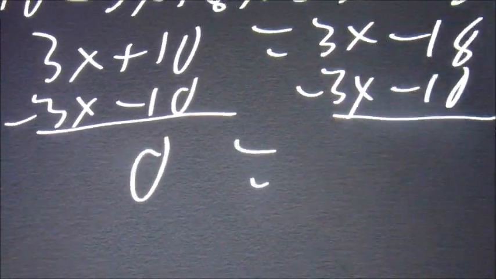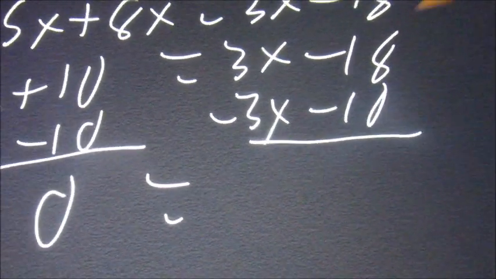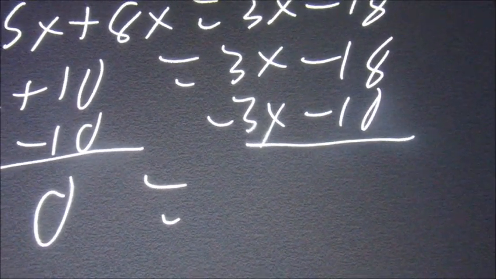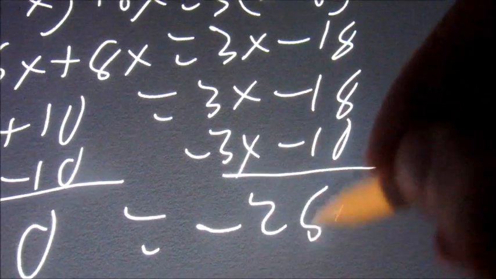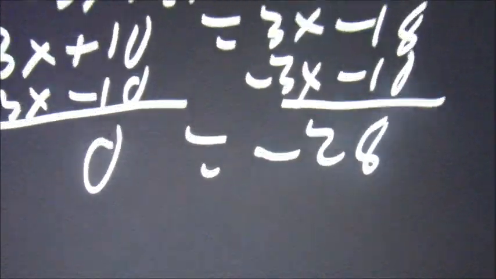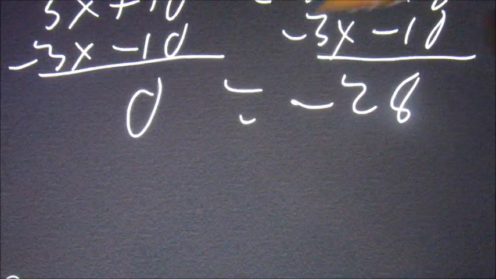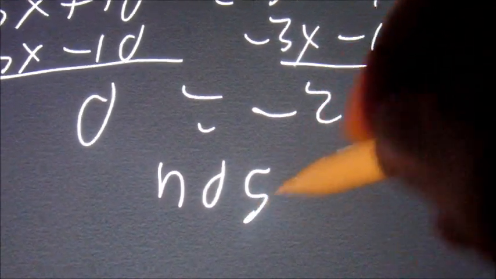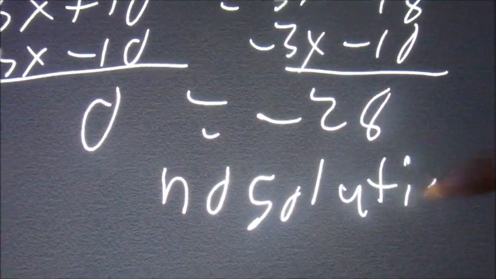So I have 0 equals 3x minus 3x is 0. Negative 18 minus 10 is negative 28. But 0 does not equal negative 28. So here, there is no solution.